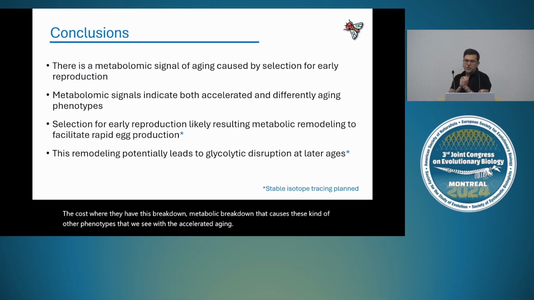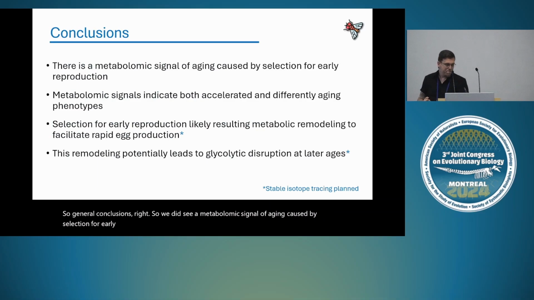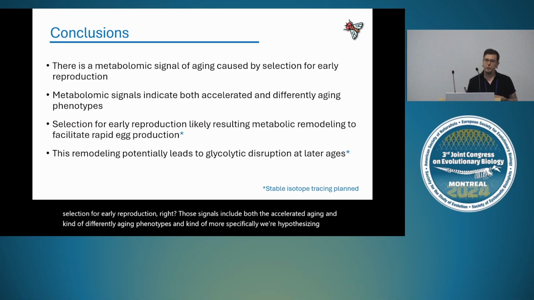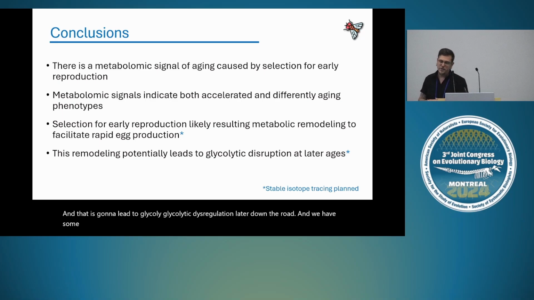So, general conclusions, right? We did see a metabolomic signal of aging caused by selection for early reproduction. Those signals include both the accelerated aging and differently aging phenotypes. And more specifically, we're hypothesizing that selection for early reproduction is resulting in this metabolic remodeling for egg production, and that is going to lead to glycolytic dysregulation later down the road. And we have some stable isotope tracing planned to figure out the fate of glucose in this process to actually see if that's what's happening for sure.